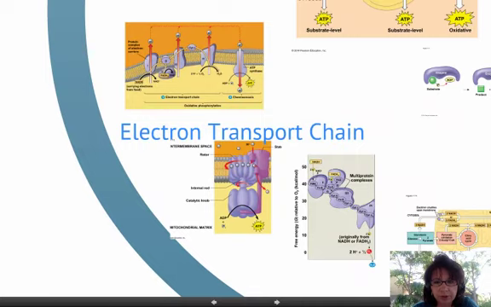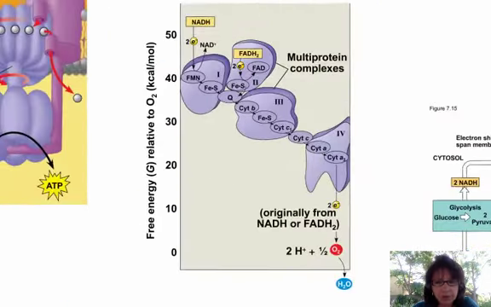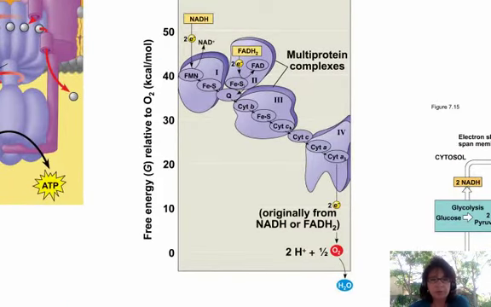Okay, so the electron transport chain, next step. Before we get to how it looks in the membrane, let's talk a little bit about energy. Remember, free energy again. So relative to oxygen, which we call the final electron acceptor, it's at the lowest energy level. This is the reason why we breathe. It's the end of the electron transport chain.